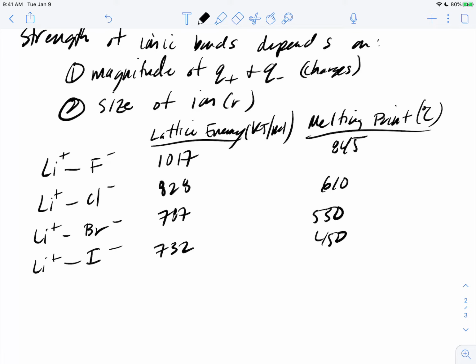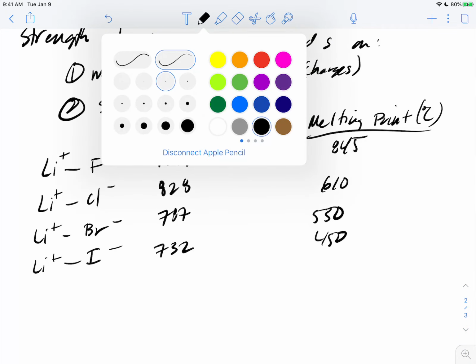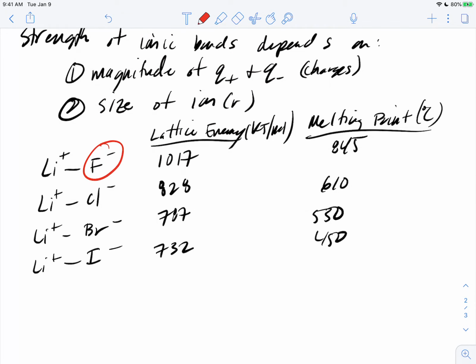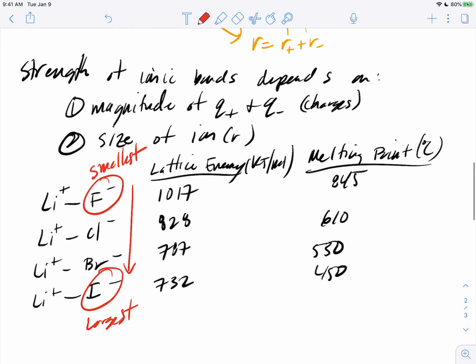Melting points and lattice energies both show that, if we label this as the smallest negative ion and this as the largest, as R gets bigger, R increasing in this direction, the strength of those ionic interactions goes down. So that's showing this secondary factor, the size of the ion, when the magnitude of charges is the same.